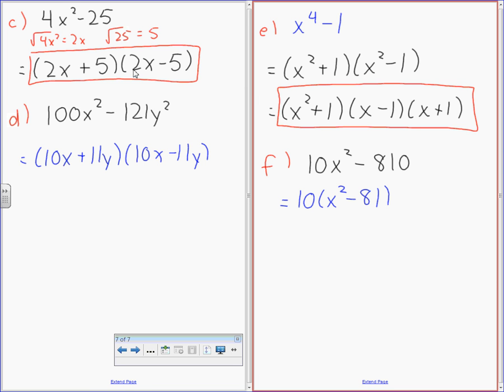How do we factor x squared minus 81, please? 10 bracket x plus 9.